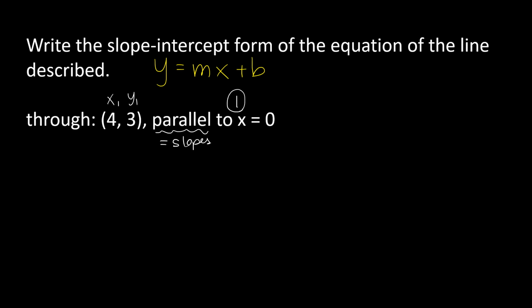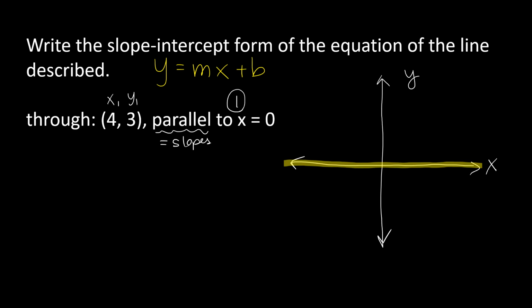So let's look at this equation x equals 0. If we recall from Algebra 1, x equals 0 is actually the y-axis. So the x-axis is the horizontal axis here. So the x equals 0 line is here. And I want an equation of a line that's going to be parallel to that, going through point (4, 3).